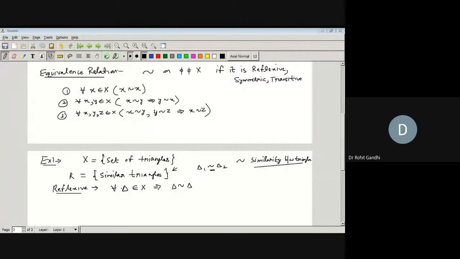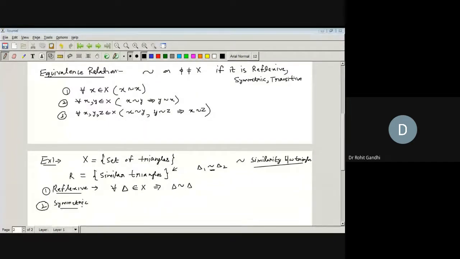Yes, students, is it okay? Please raise your hand so that I will come to know whether you are understanding this or not. Then I will move further. So this relation is reflexive, as Payal said, that if I take any triangle, that is similar to itself, वो अपने आप के साथ तो match कर ही रही है, right? So second property is symmetry.